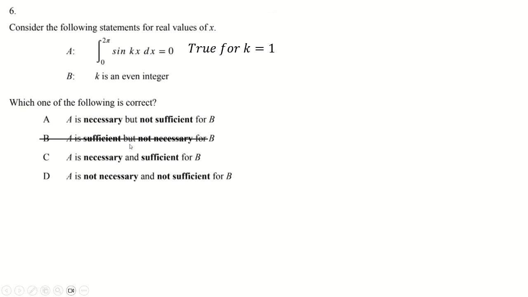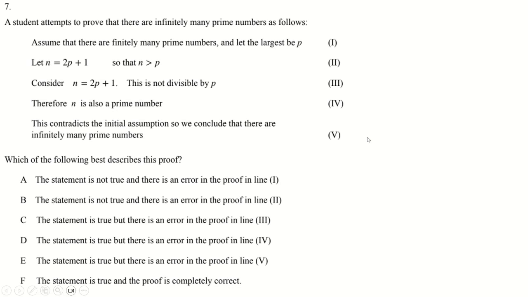So we'll get rid of the sufficient statements. And then is it necessary? Well, yeah, because if B was an even integer, this would definitely be true. Because we're just scaling sine down in even powers, so we'll just be doing those two humps more and more often, but they'll still cancel each other out. So I think A, that it is necessary, is going to be the answer.